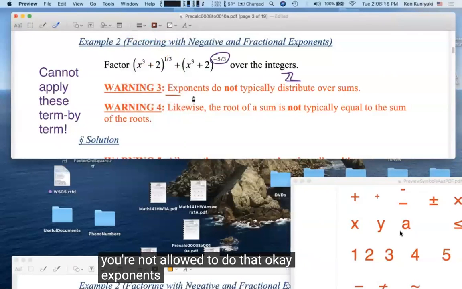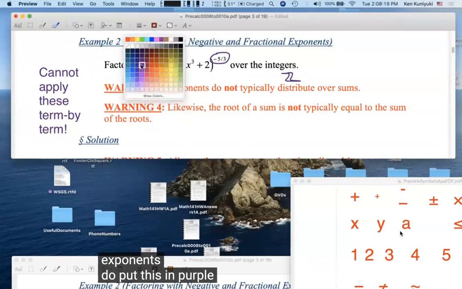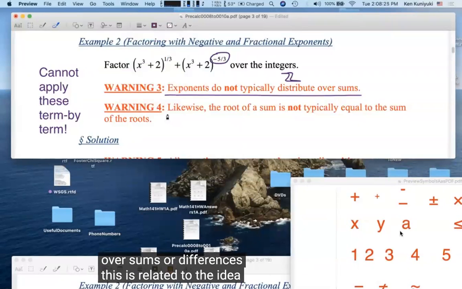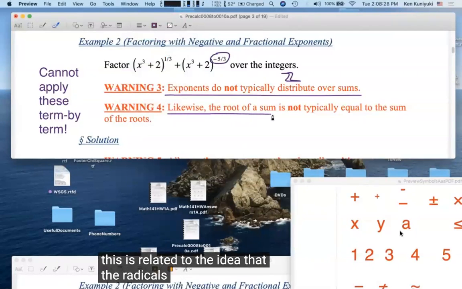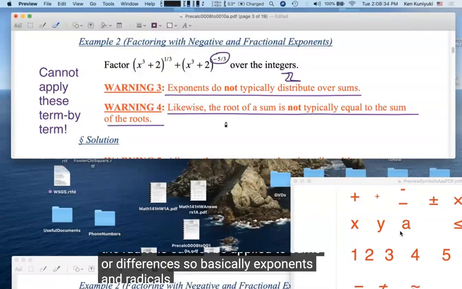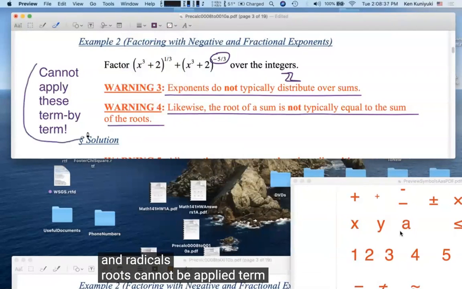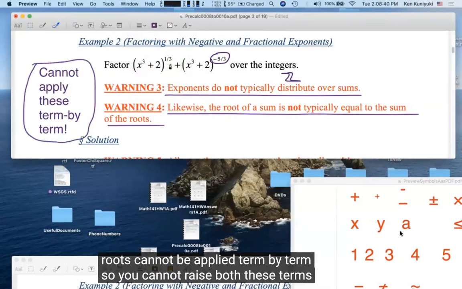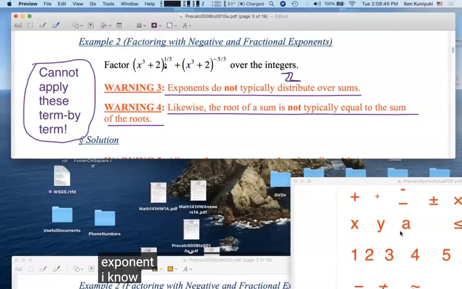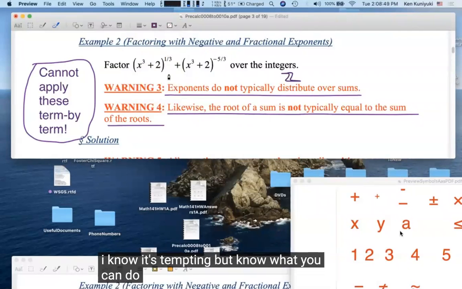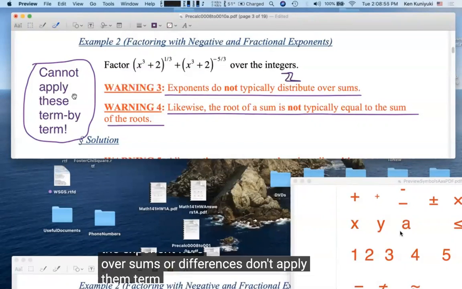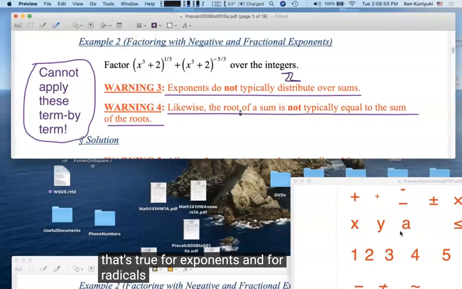Exponents do not typically distribute over sums or differences. This is related to the idea that the radicals cannot be applied to sums or differences. So basically, exponents and radicals, roots, cannot be applied term by term. So you cannot raise both these terms to the 1/3 exponent. Likewise, you cannot raise both these terms to the -5/3 exponent. I know it's tempting, but know what you can do and what you cannot do. Don't apply them term by term. That's true for exponents and for radicals or roots.